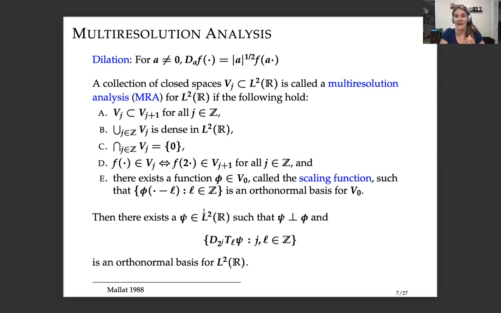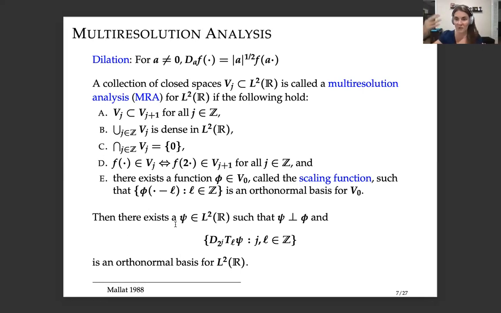So we have a nested sequence of subspaces and some special function such that the shifts with respect to the integers form an orthonormal basis for one of these subspaces. And then if we have certain additional properties, what we end up getting is the existence of some function psi, different from this other function that's called the scaling function, where if we take the integer translations and the integer powers of two dilations, then this thing is an orthonormal basis.